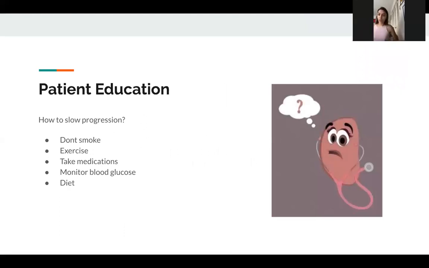All right, so now we'd provide some education here, and basically would want to start with how he can slow his progression. The key things here are we'd want him to quit smoking and stop smoking, exercise and stay active, take his medications, monitor his blood glucose, and then his diet.